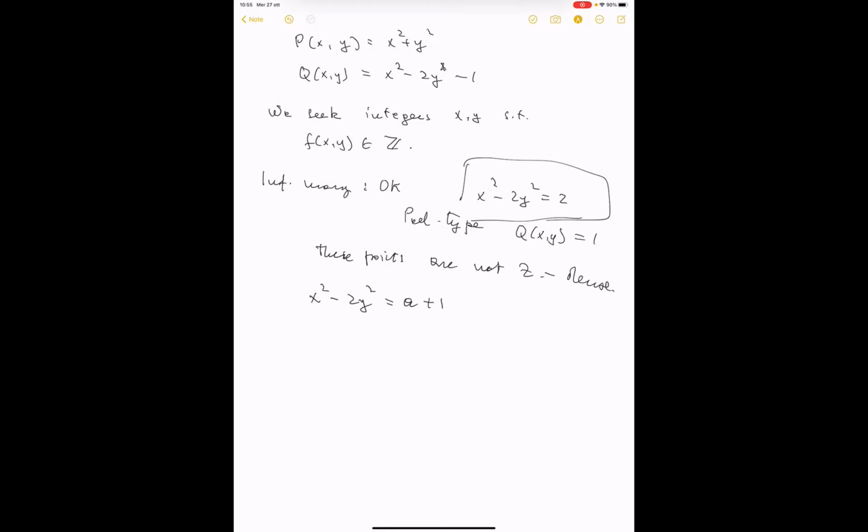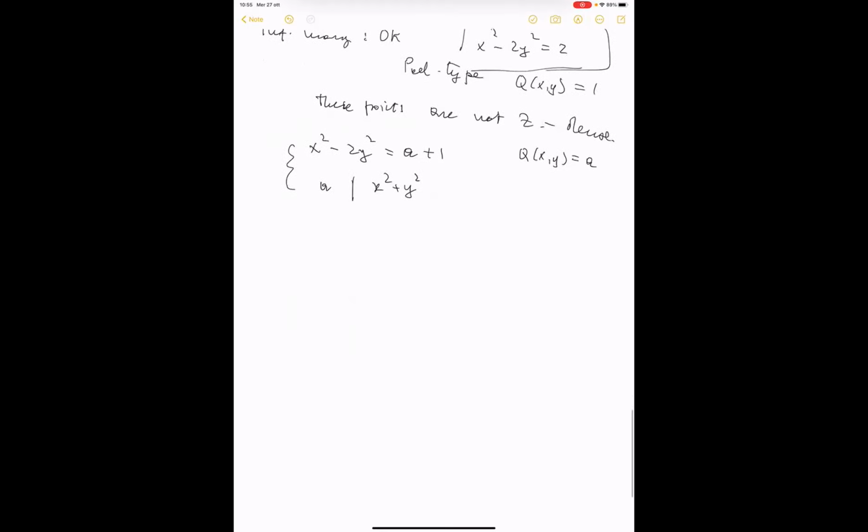And so this is the value of Q, then Q(x,y) will be a. And then we want that this a divides x squared plus y squared, because then the value of the function is integer. So we want these conditions. And an idea to find an infinity of solutions: we may try, with an a, solve the Pell equation, but how to guarantee that a divides x squared plus y squared?